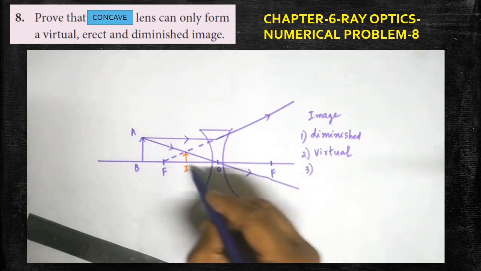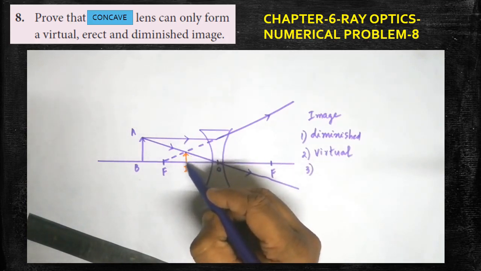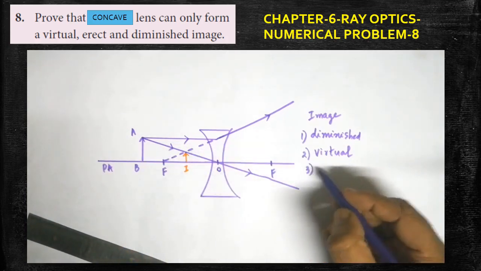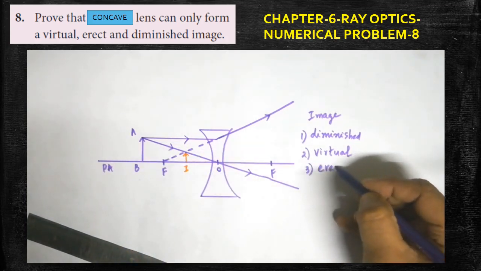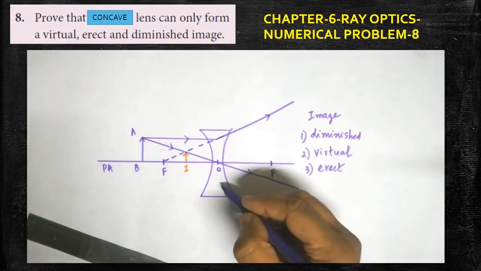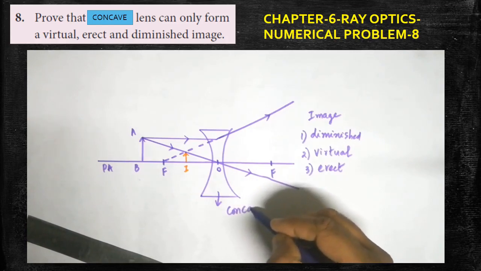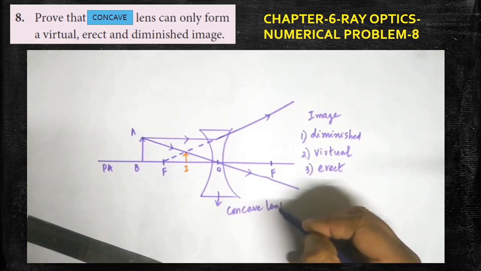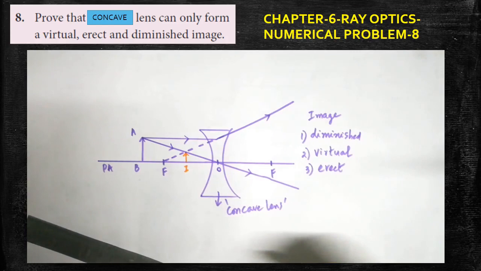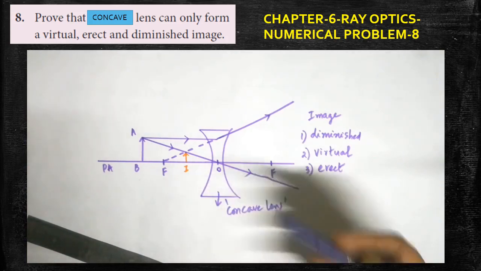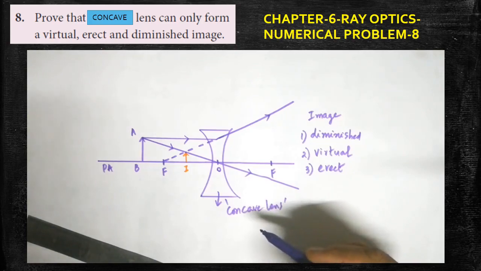The third one is, the image is drawn just above the principal axis. It is drawn just above the principal axis, which means the image is erect in nature. So such a kind of image is produced by which lens? This is nothing but the concave lens. So this proof could be given in terms of a mathematical formula or with the help of a ray diagram. Here we have shown the proof with the help of a ray diagram. If any other requirement is there beyond that, later I will tell you. Okay.